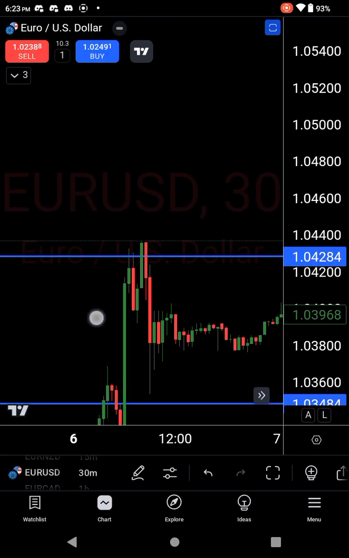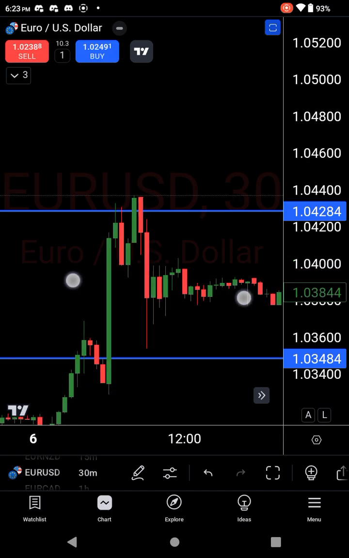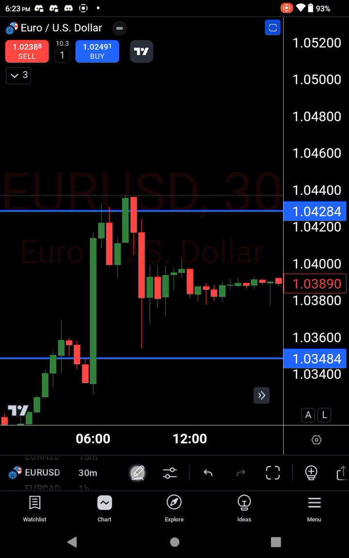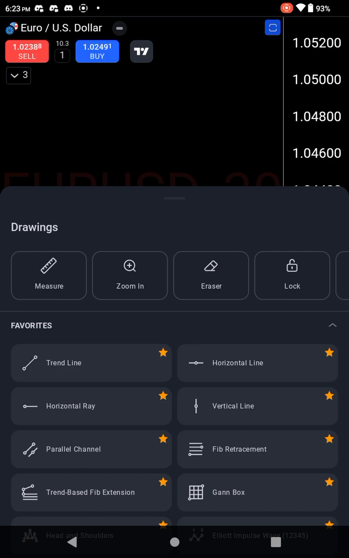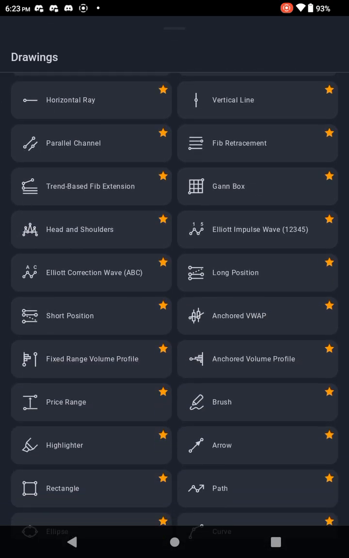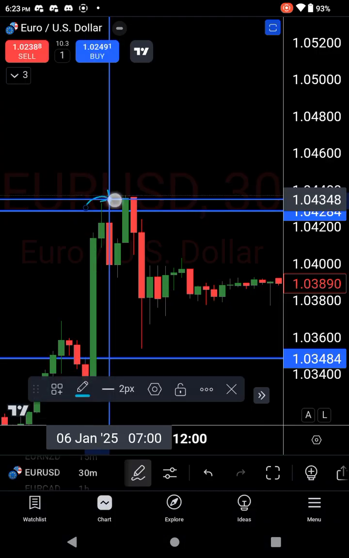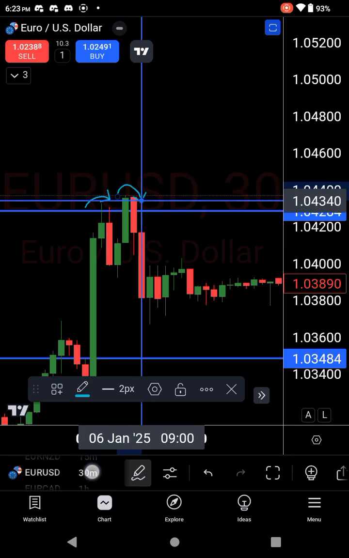All right. Let's use this as an example. This one right here. Good. Notice this would be what I would classify as a double top. Why? Because that's on the 30 minute time frame.